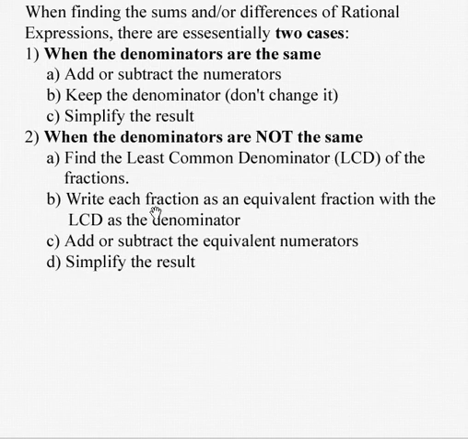Then we need to convert each fraction into an equivalent fraction that has the LCD as its denominator. We do that by multiplying by a form of 1, because multiplying by 1 does not change it. Then we can add or subtract the equivalent numerators, and then we can simplify our results.